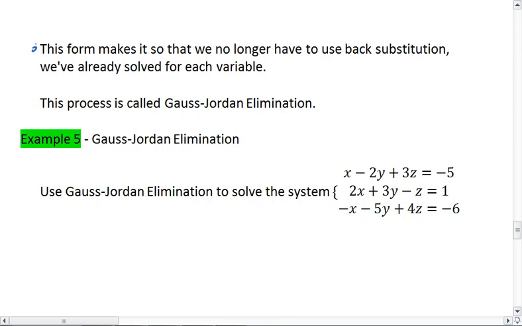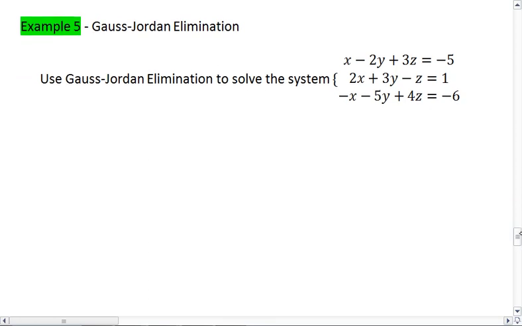This process is called Gauss-Jordan elimination. So let's look at another example using Gauss-Jordan elimination.